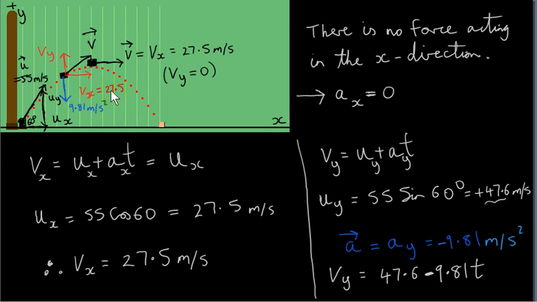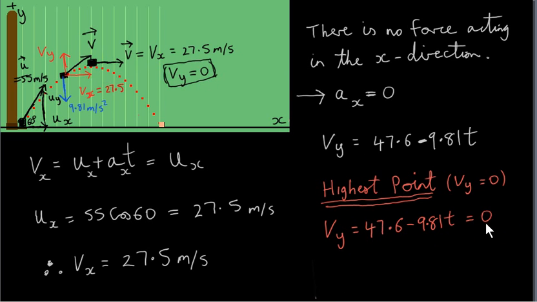And we know that Vx is 27.5 meters per second. So this is the key fact for finding the highest point of a particle in its trajectory. We put Vy equal to 0. So here is Vy, we set it equal to 0, we solve for the time. So we will have the time taken for the particle to reach the highest point in the trajectory. So T is 47.6 divided by 9.81. So we get approximately 4.9 seconds.